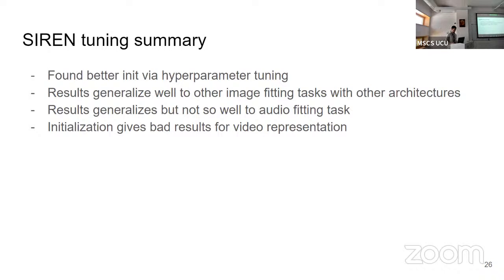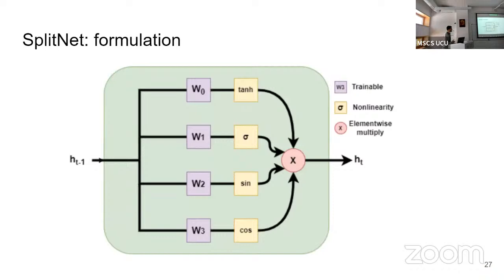So here comes the split net. This is the neural architecture with four different activation functions: tanh, sigmoid, sine, and cosine. As I mentioned before, for this scope, this remained fixed and was iterated outside. And this neural network can be thought of as having four computational branches. Each branch has its own non-linearity and a separate trainable set of weights, weights plus bias. And after that, the results are multiplied.